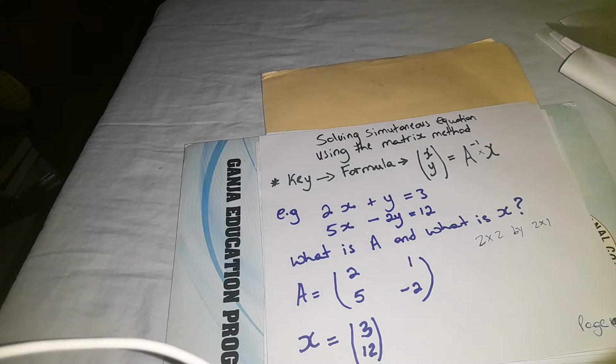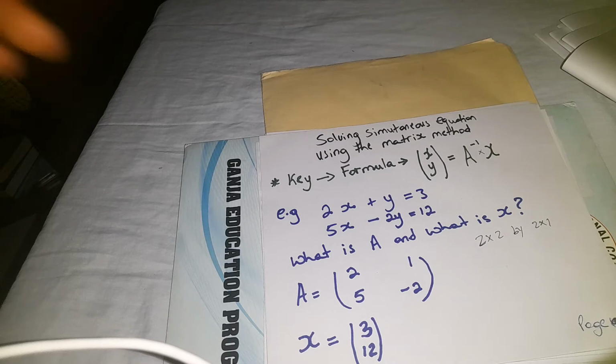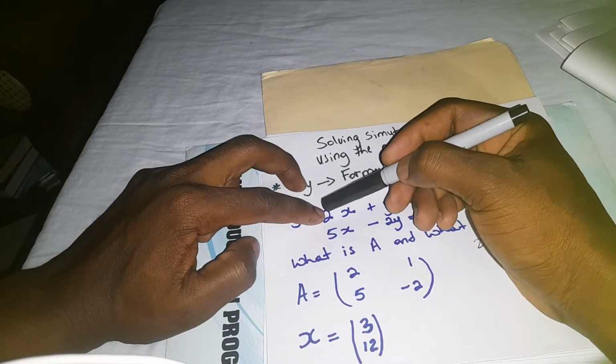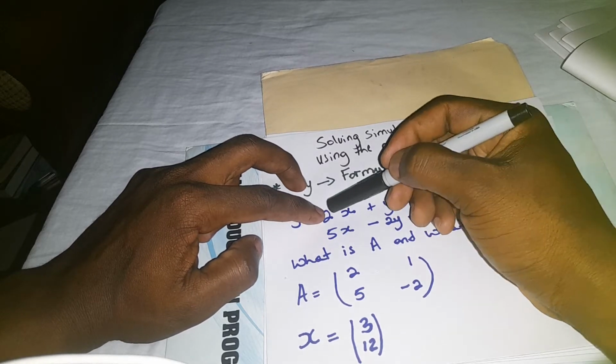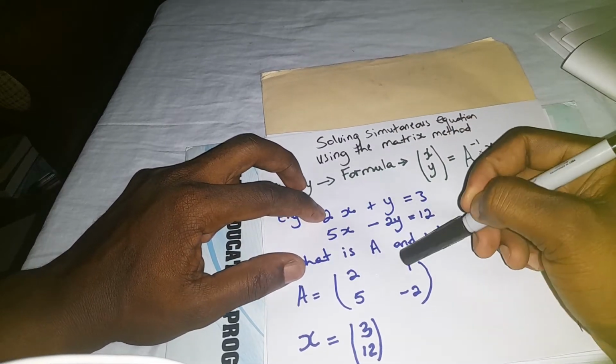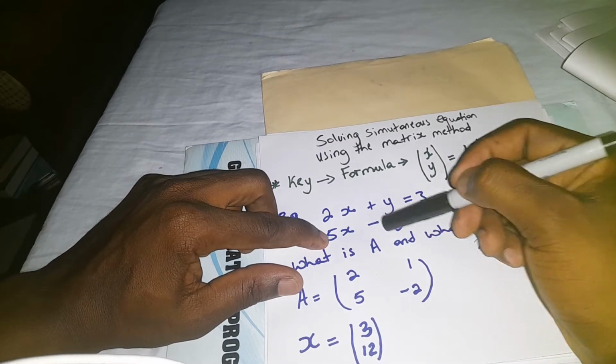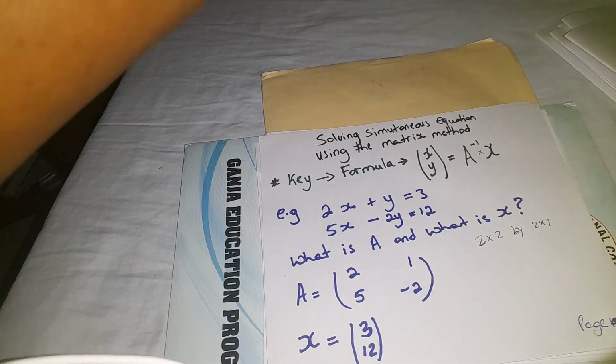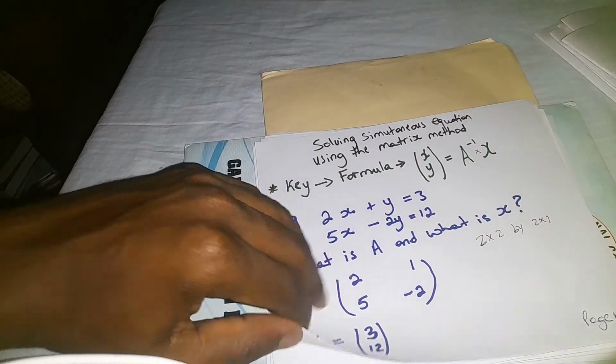That is why we say we're teaching a stage. Right? So remember now for A, you take out the coefficients. So 2, 1, you see the pattern, 5, minus 2. And then you write out the formula first. That is the first thing you want to do. Alright, let us move on now.